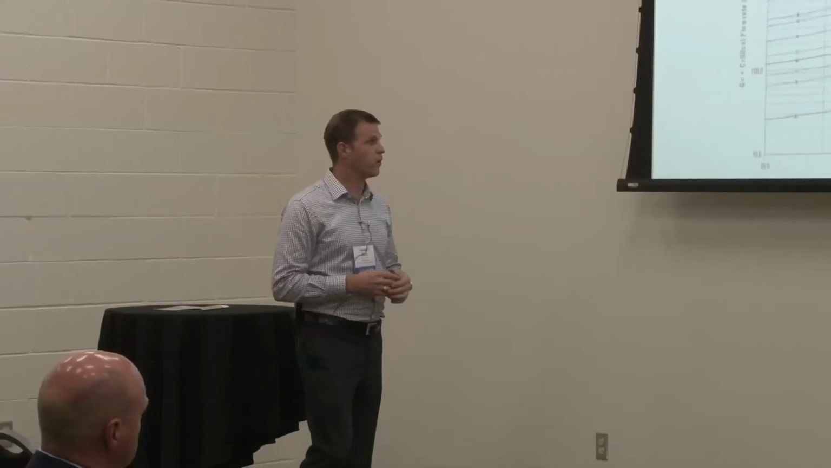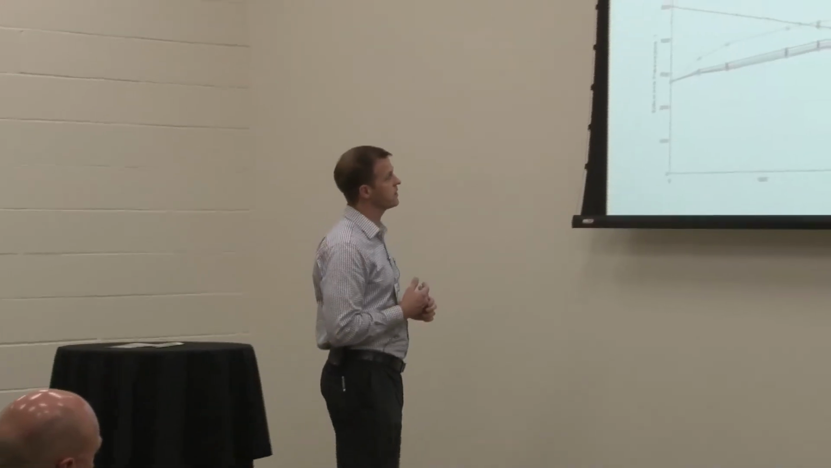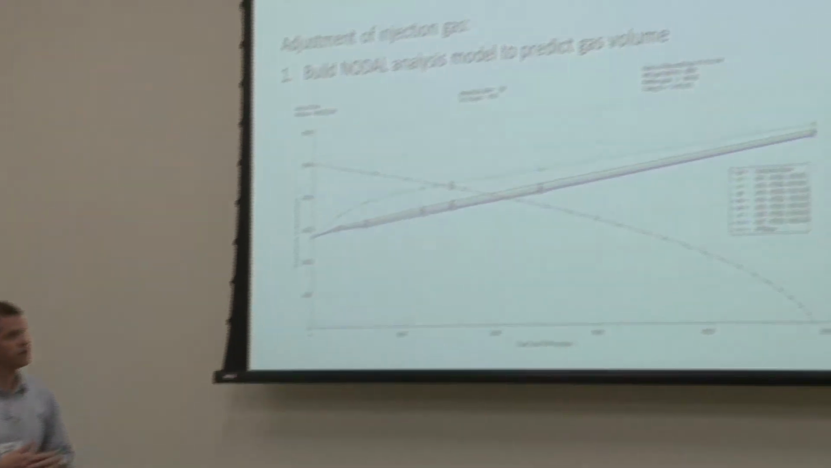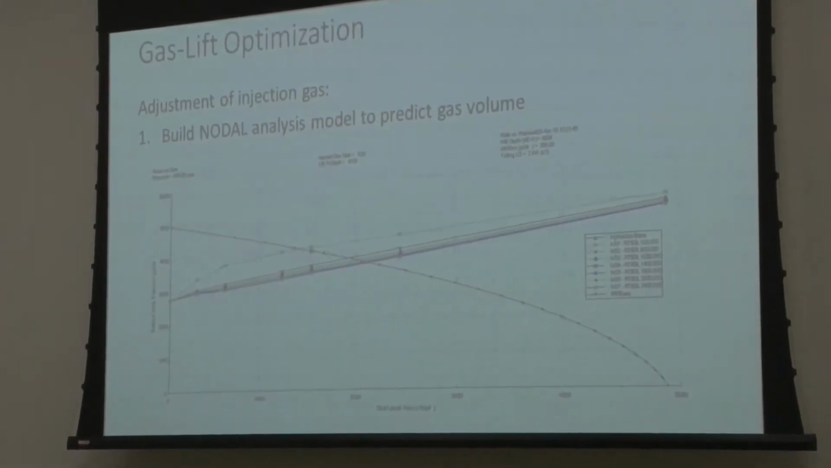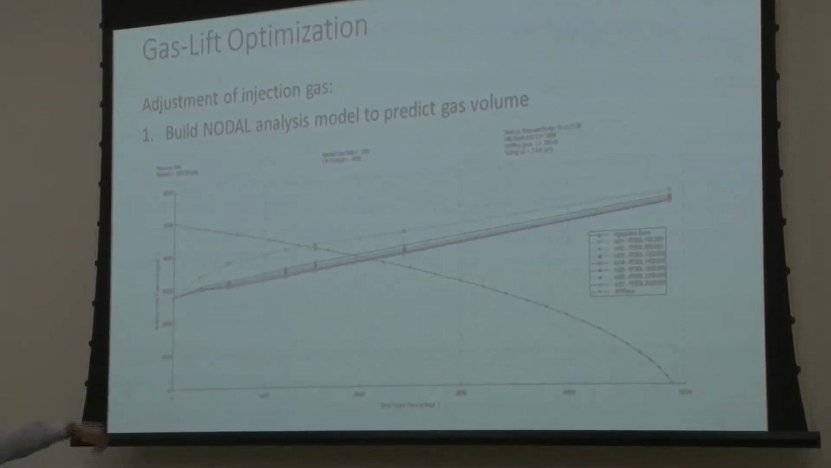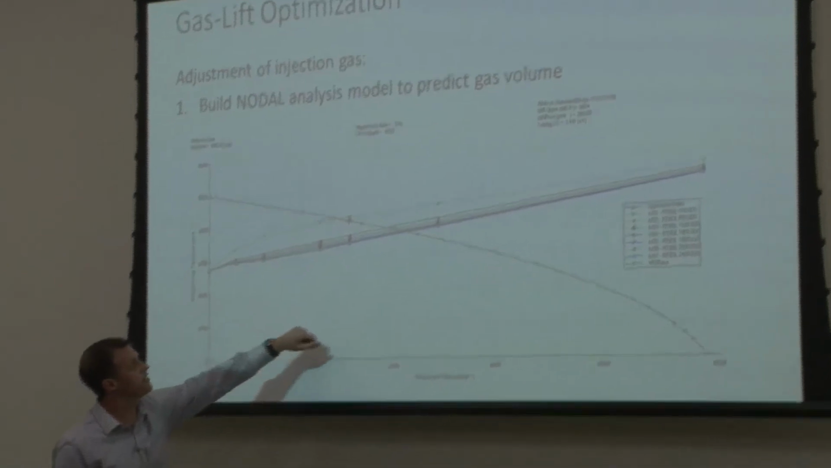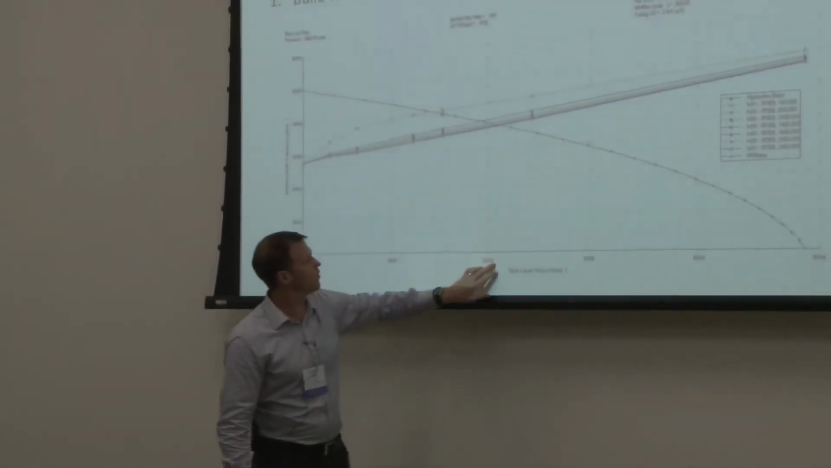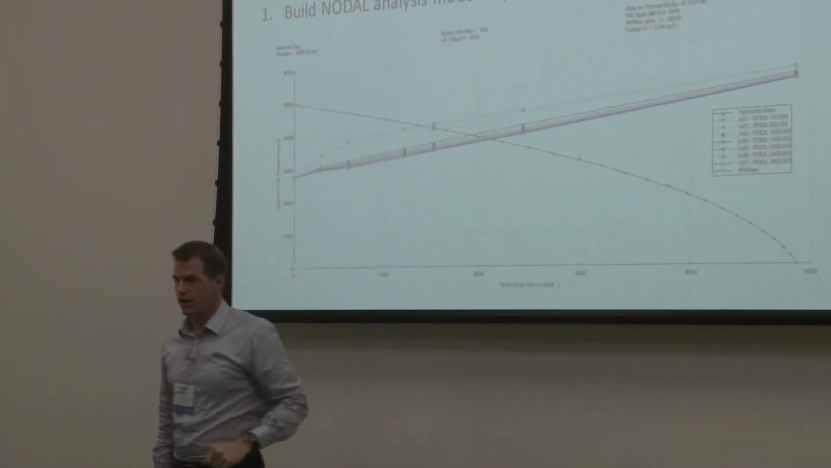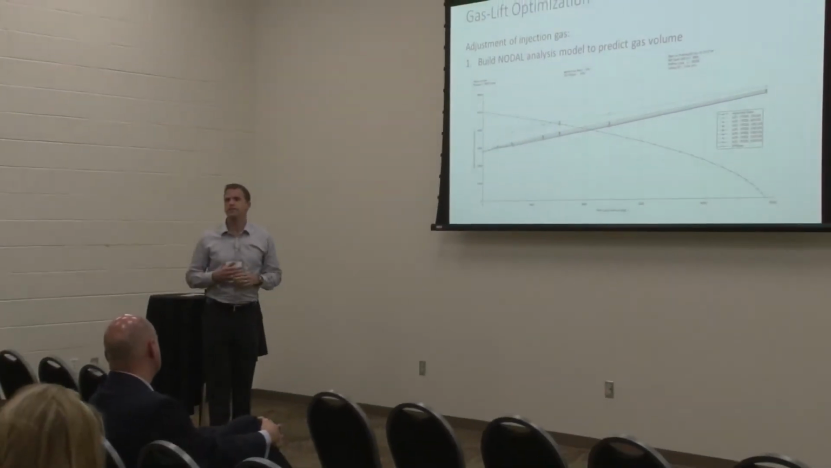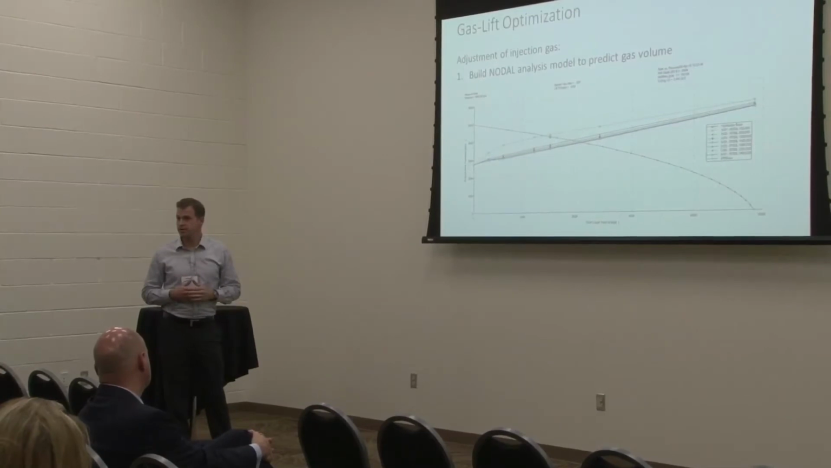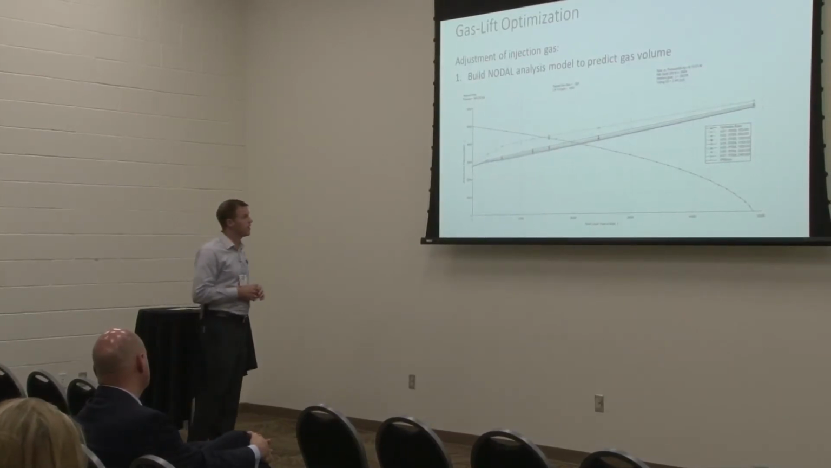A better way, or a more in-depth way, go to the next slide, is through nodal analysis, generating a deliverability curve and looking at how a change in injection gas affects the total production of the well. So typically, those are the two primary ways to make adjustments on your injection gas volume.